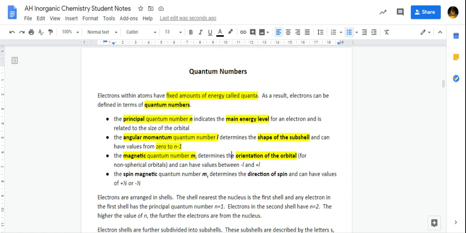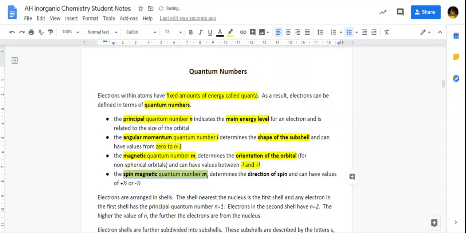The value of the magnetic quantum number can be anywhere between minus l and plus l. So minus the value of the angular momentum quantum number all the way to plus the value of the angular momentum quantum number. The final quantum number is the spin magnetic quantum number, m subscript s.